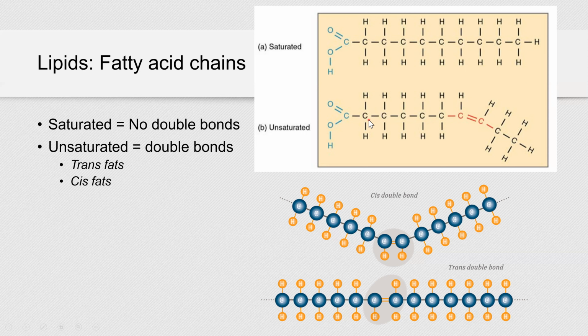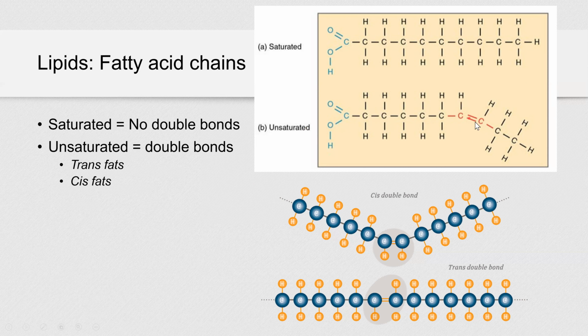That means this is an unsaturated fatty acid. Unsaturated means it just doesn't have the maximum amount of hydrogen. And this one is saturated. And this is our carboxyl group, COOH, that tells us this is an acid.